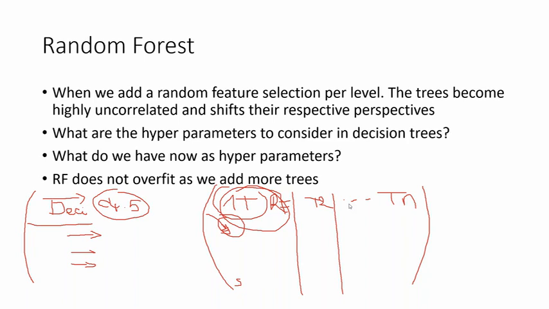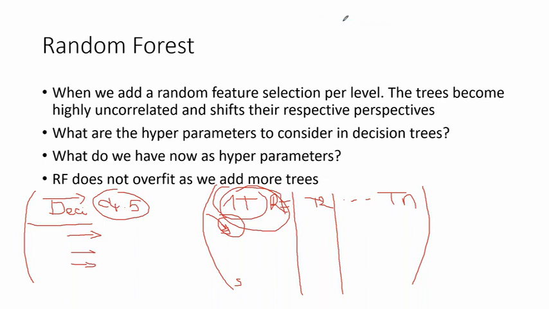What did you say? You said we combine them and we make a vote. Combining is just voting. We combine them by voting. The trees are still there. So each decision of each tree. What do you mean by voting? I didn't get this point.